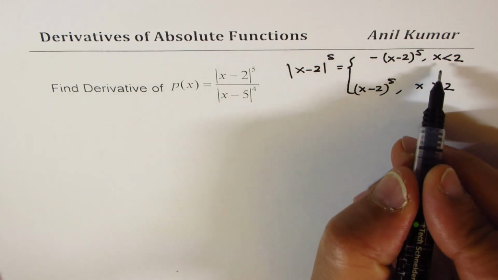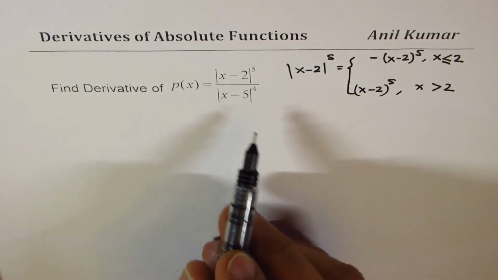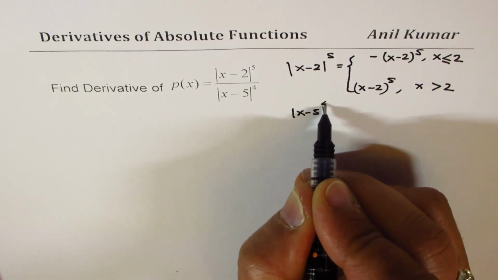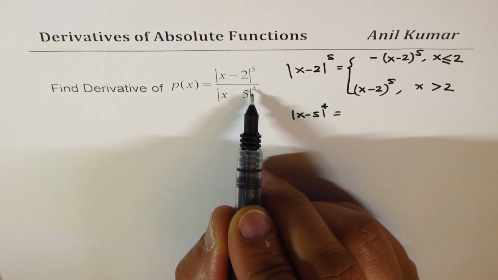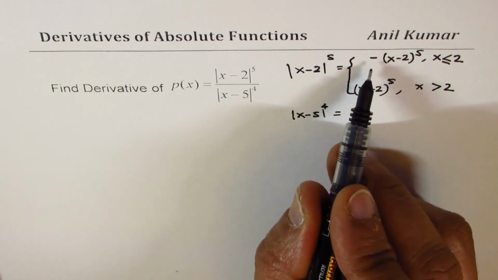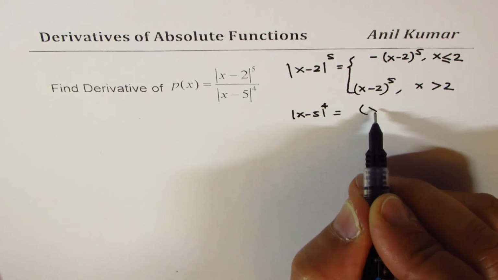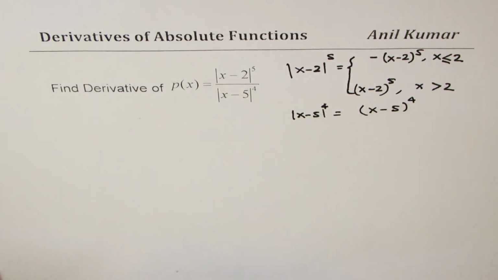So let me for the time being take this less than equal to. As far as the absolute value of (x minus 5) to the power of 4 is concerned, if I make it negative, since this power is 4, it is going to be always positive, right? So this function basically is (x minus 5) to the power of 4 for all values of x, right?